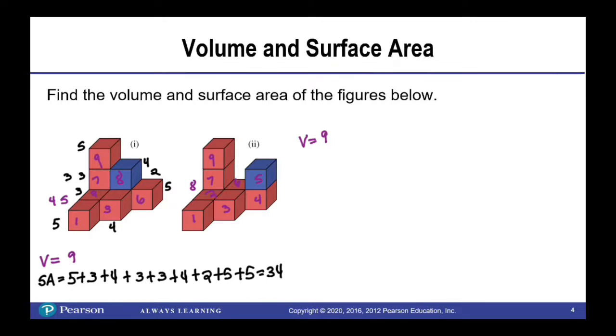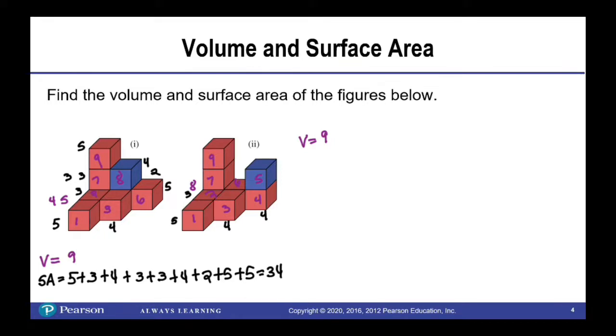The only difference is that the blue cube is moved to the right. But when we move that blue cube to the right, it changes our surface area. So let's count our faces on the outside. Cube 1 has 5 faces on the outside. Cube 2 has 3 faces on the outside, the top, the side, the bottom. Cube 3 has 4 faces on the outside, the top, the front, the side, the bottom.